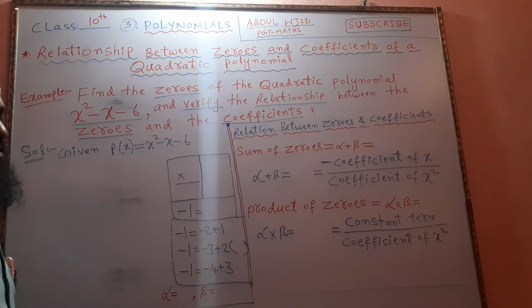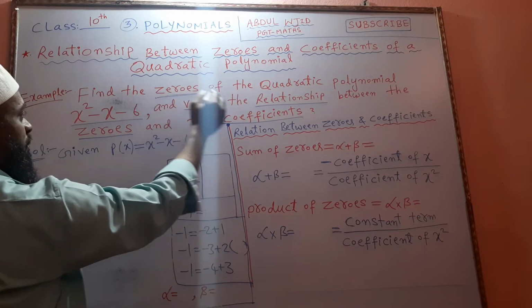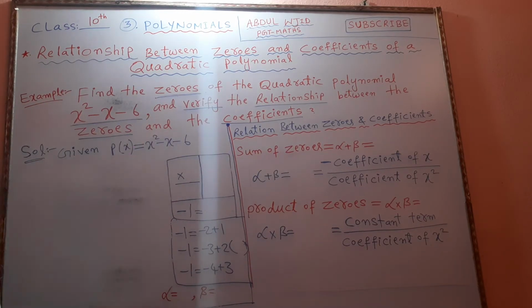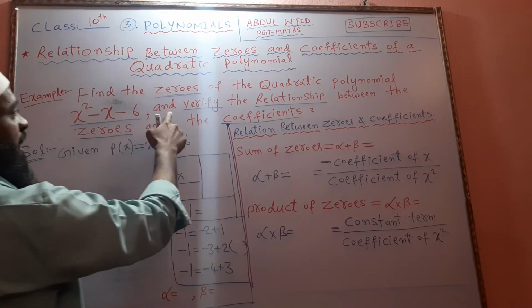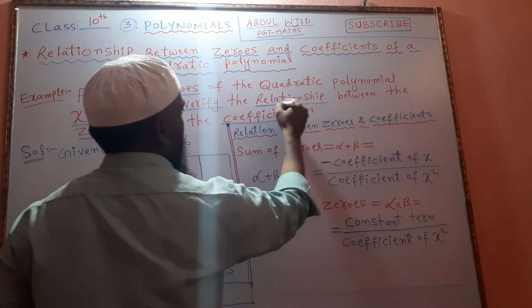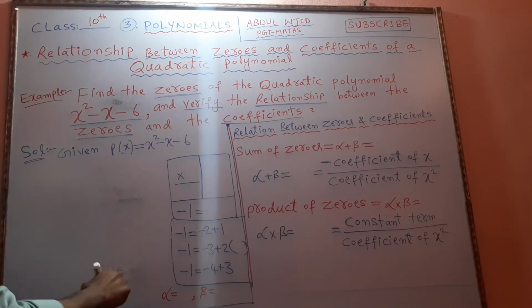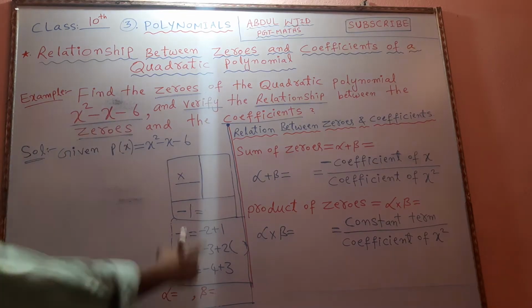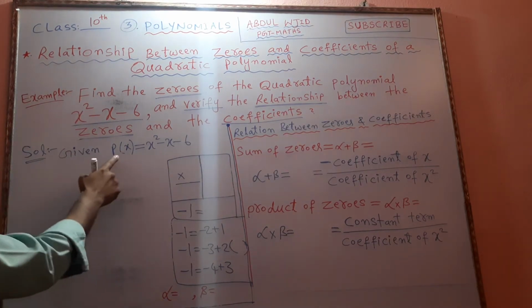See, first of all, what is the question? What is it asking? Find the zeros. Zeros are asked. Find the zeros of a quadratic polynomial. Which quadratic polynomial? Find the zeros of the quadratic polynomial x square minus x minus 6 and verify the relationship between zeros and coefficients. Let's see what is given.